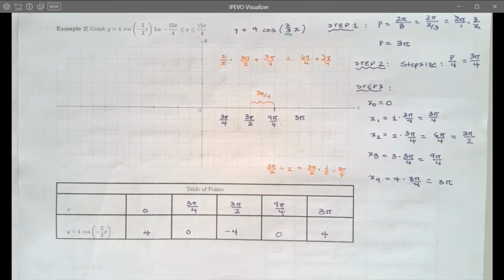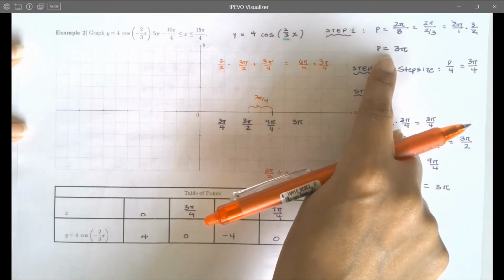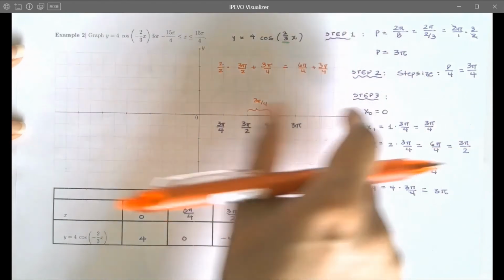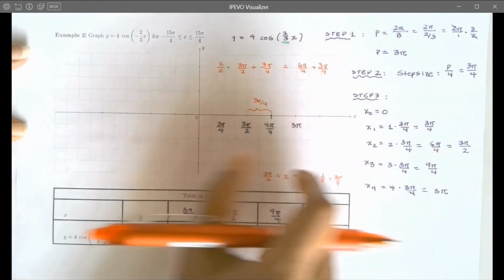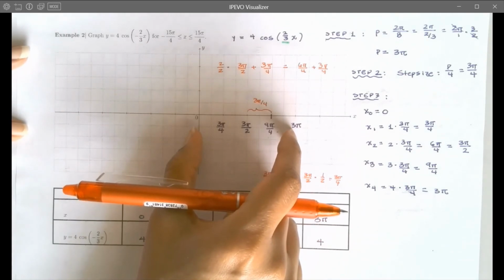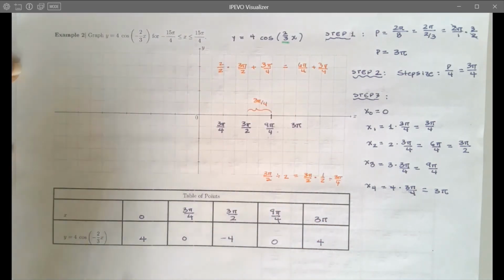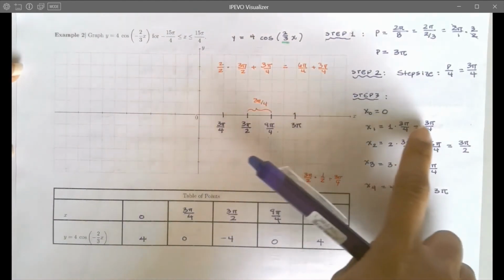And how did I know how to do that? Well, I know that the full cycle happens in 3 pi radians, and when I took that and divided it into 4 equal parts, it gave me 3 pi over 4. So that's essentially the same thing I did, but now on the graph. Take 3 pi and divide it into 4 equal parts, and you'll get these x values.